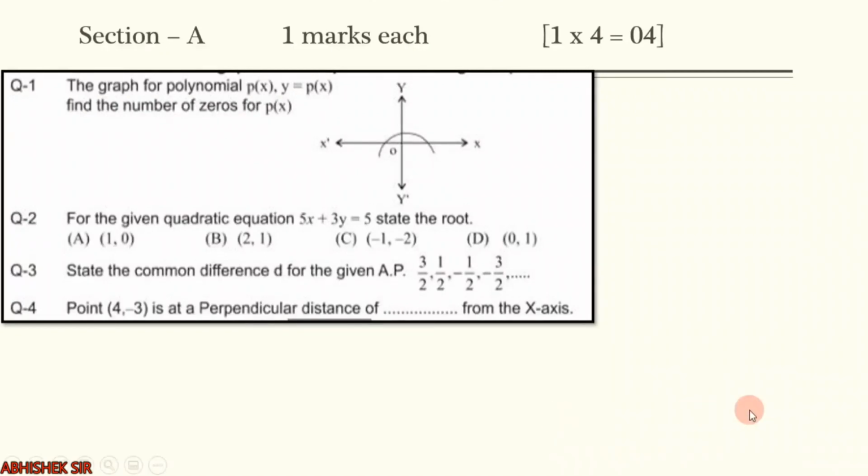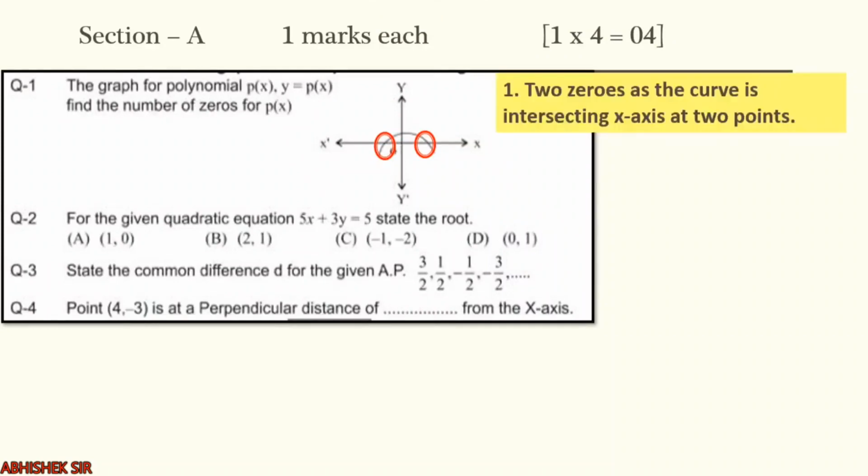So over here you can see the curve is drawn and it is intersecting the x-axis at how many points? There are 2 points where the curve touches the x-axis. That means we can say that the total zeros of p(x) are 2, because the curve is touching the x-axis at 2 points. So this is the answer.